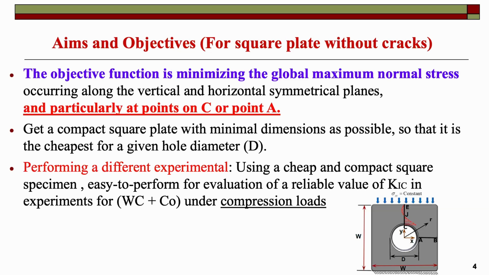We want to get a compact square plate with as small a dimension as possible, so that it is the cheapest for a given hole diameter D, if you know it. We can perform different experiments to evaluate the fracture toughness of brittle materials. Using a cheap and compact square specimen, we can evaluate a reliable value of K1C under compression loads.